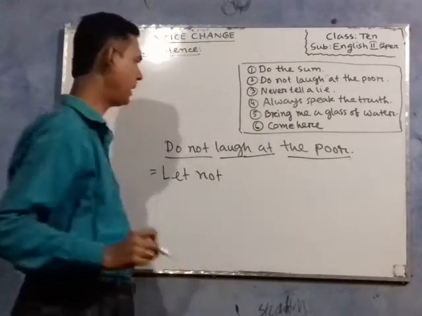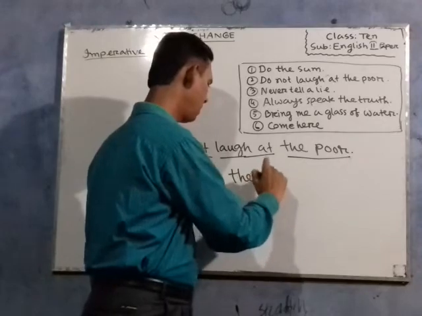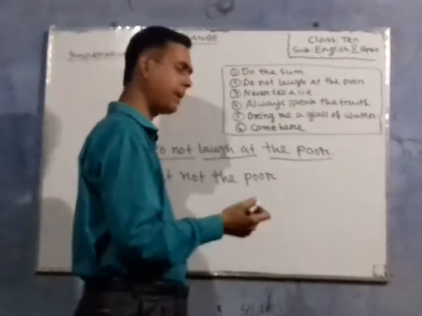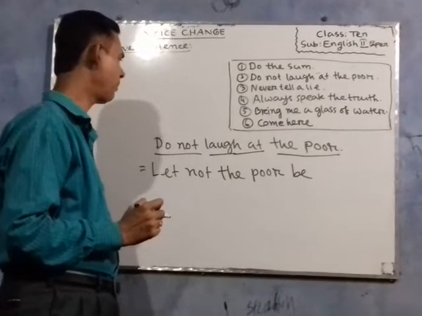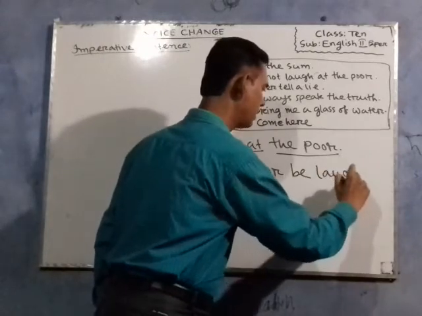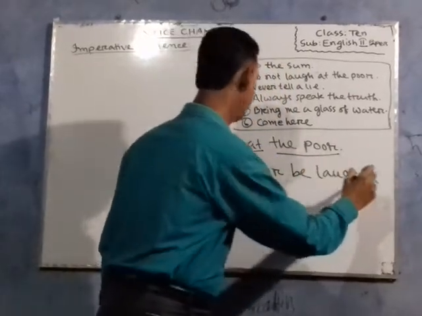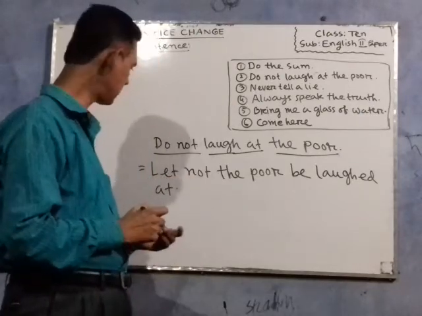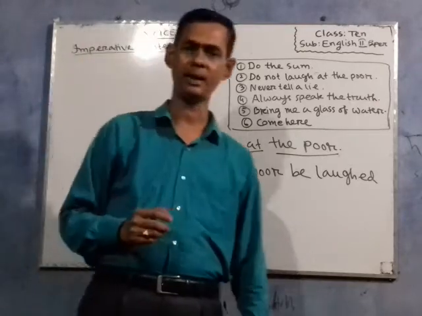Then you have to write the object. What is the object here? The poor. Let not the poor. Then after the object you have to write be. Then you have to write the third form of the verb. What is the principal verb here? Laugh. The third form of this verb is laughed. Then you have to write the preposition at, which is given with this group verb. So the sentence stands as: Let not the poor be laughed at. Understand, everybody?